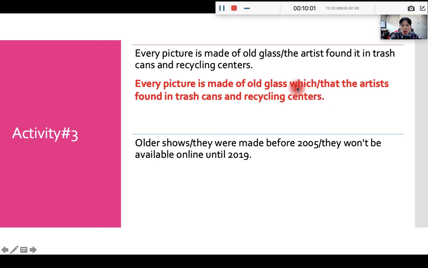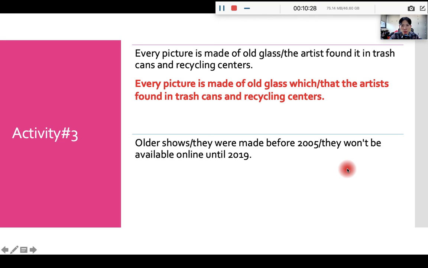So let's check. So which and that here refer to old glass, right? So let's put it back. The artist found old glass in trash cans. So it is in the place of an object, so it can be omitted. So you can also say every picture is made of old glass the artist found in trash cans and recycling centers. Okay, let's take a look at the next one.